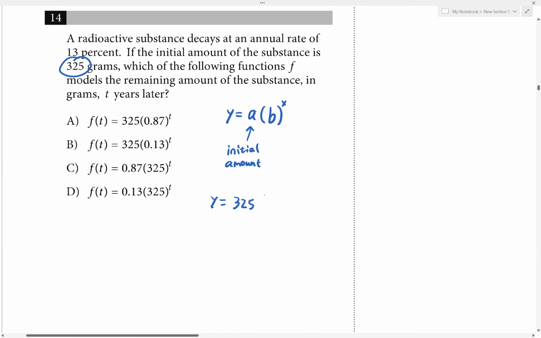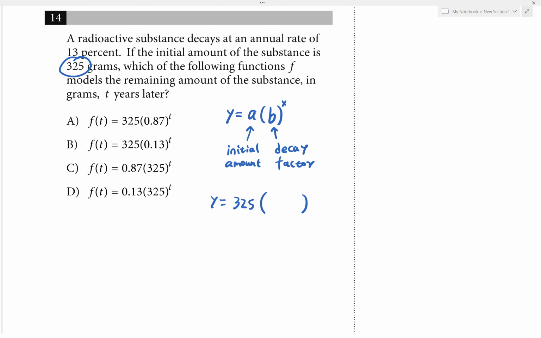And then inside the parentheses here, this will be either the growth factor or the decay factor. In this question we have a decay, so we're getting less and less of the radioactive substance. So this will be the decay factor. For each year, this is the number that we multiply by to get from one year to the next.